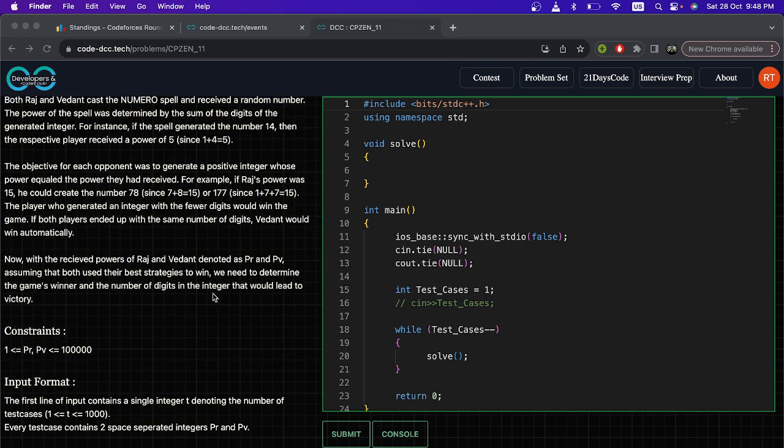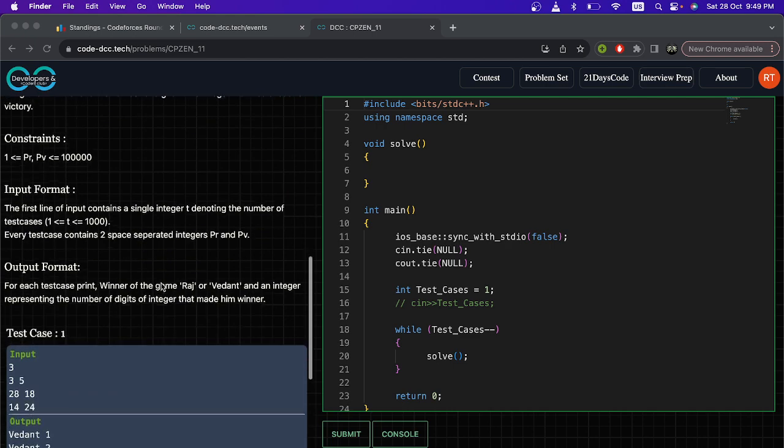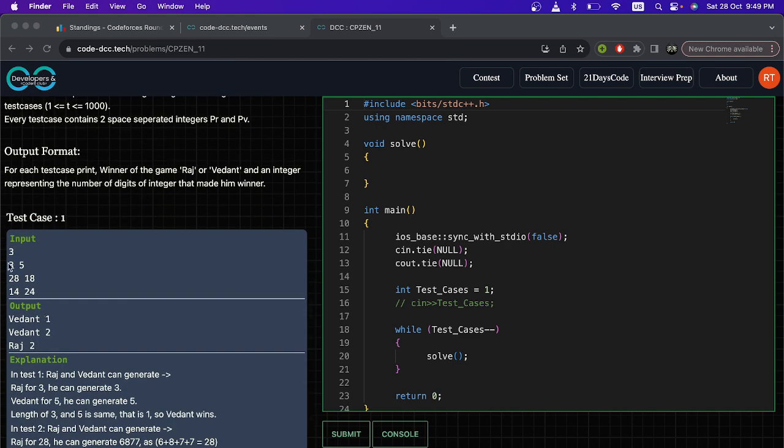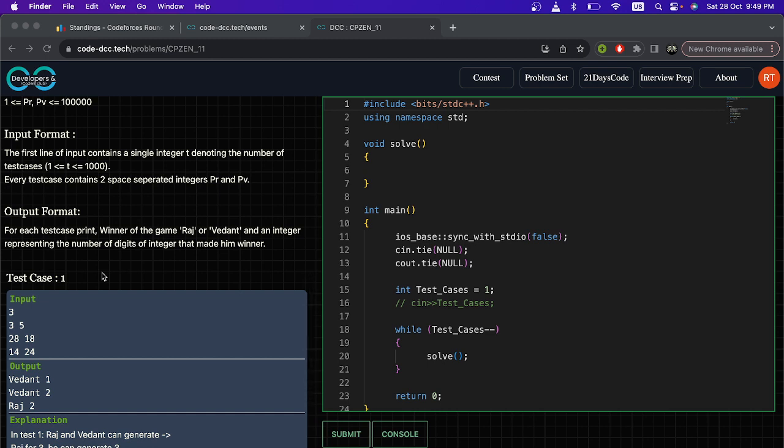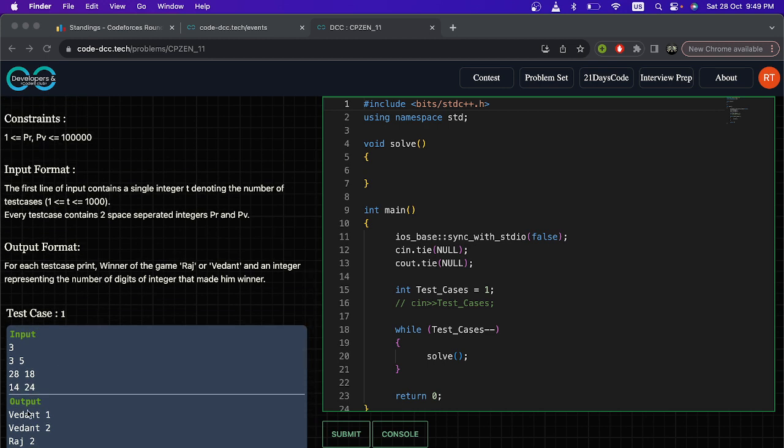If you have read the question, you would know that the winner of the game is determined by the player who generated an integer with fewer digits. For 3 and 5, you can see Vedant is winning, because both can just output 5 or 3, as there is no other number which is shorter than this. The length of both numbers is the same, and in case of a tie, Vedant is the winner.